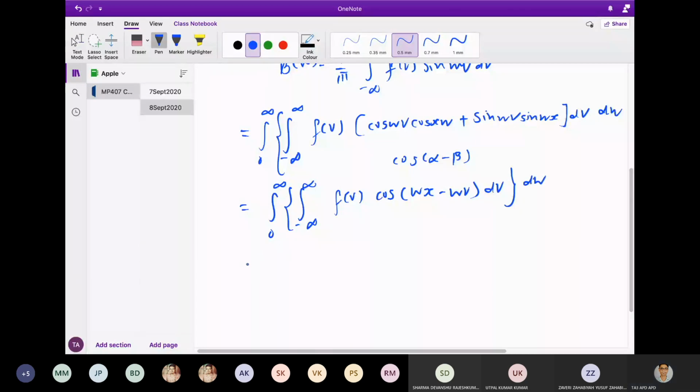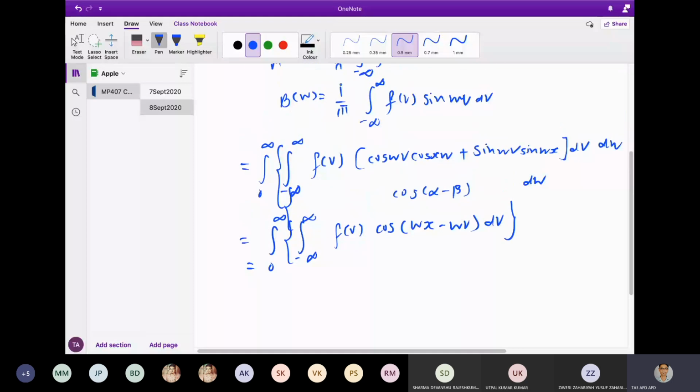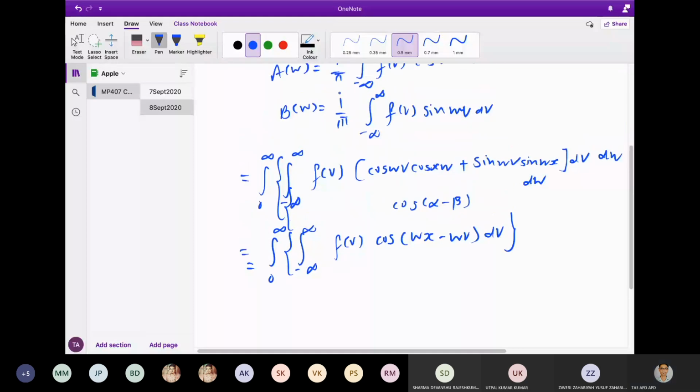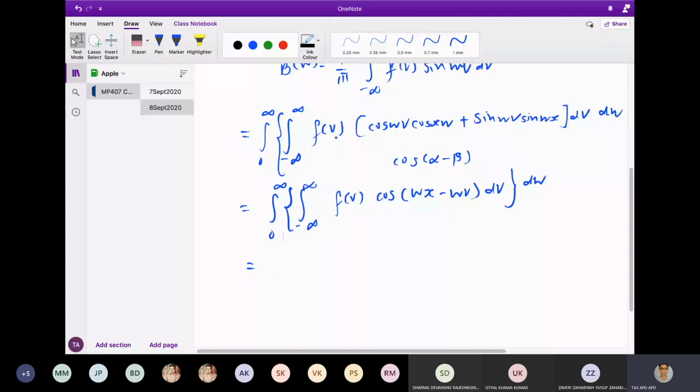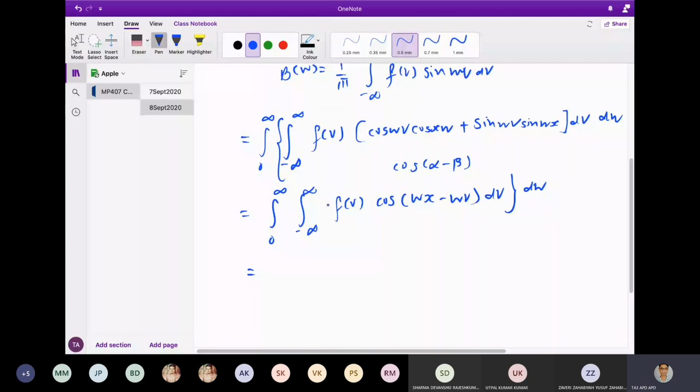Okay, and now you see that this whole function is an even function for w. Okay, this whole integral with respect to w is an even function. So for that, what I can write is, by the way, I forgot to include this factor 1 over pi. So this factor of 1 over pi, I'll just plug in here.